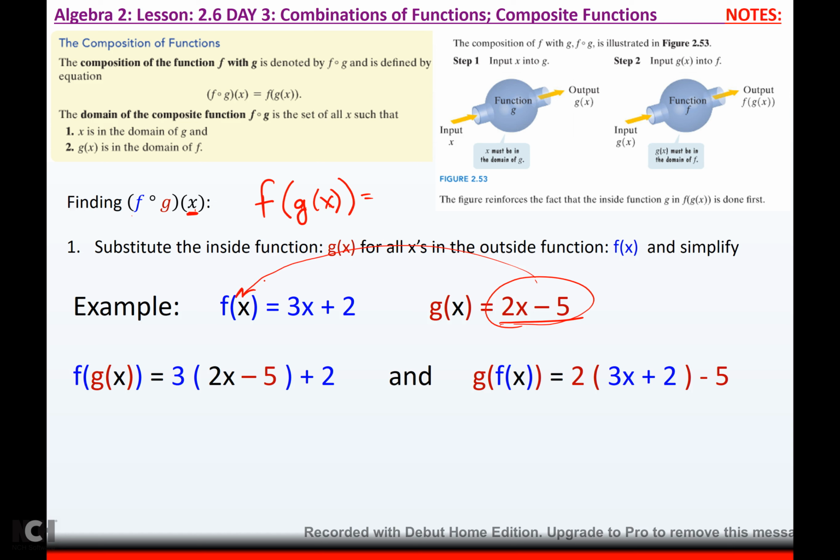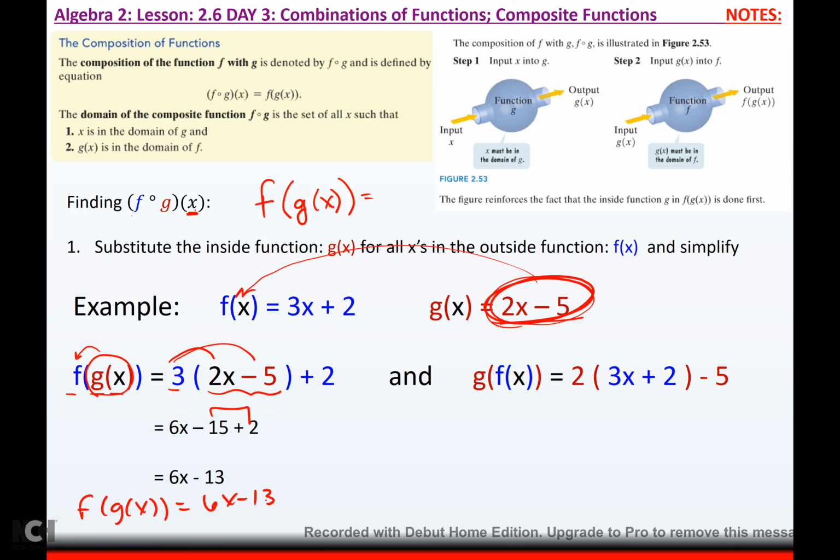Okay, so if I find f of g of x, this says take the G function and plug it into the F function. The F function says 3 times whatever you brought plus 2. Well, I brought the whole G function, the 2x minus 5. Yeah? So if I simplify that, I'd get 6x minus 15 plus 2, which gives me 6x minus 13. So f of g of x gives me 6x minus 13.